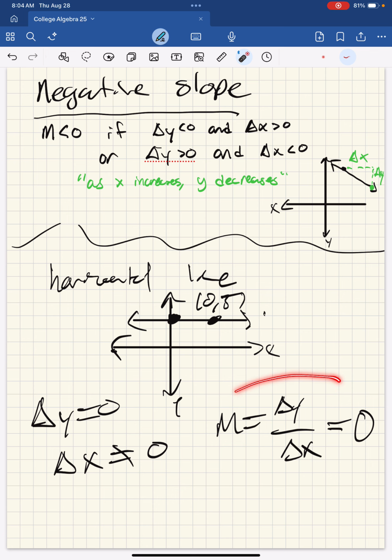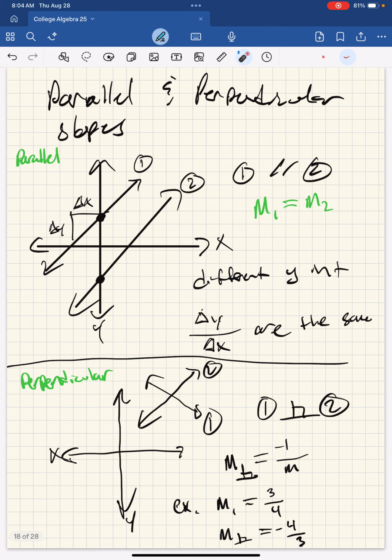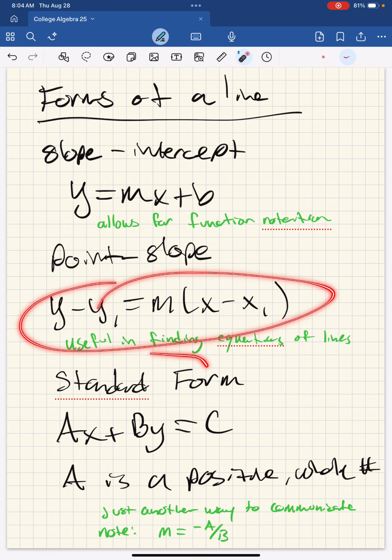A horizontal line has 0 slope. A vertical line has undefined slope, since delta x would be 0, so we just say m is undefined. Parallel lines have equal slopes. Perpendicular lines have negative reciprocal slopes. So what that means is if we have 3 over 4 as our slope, a perpendicular slope would be negative 4 over 3. The forms of a line: slope-intercept form, point-slope form, and standard form.